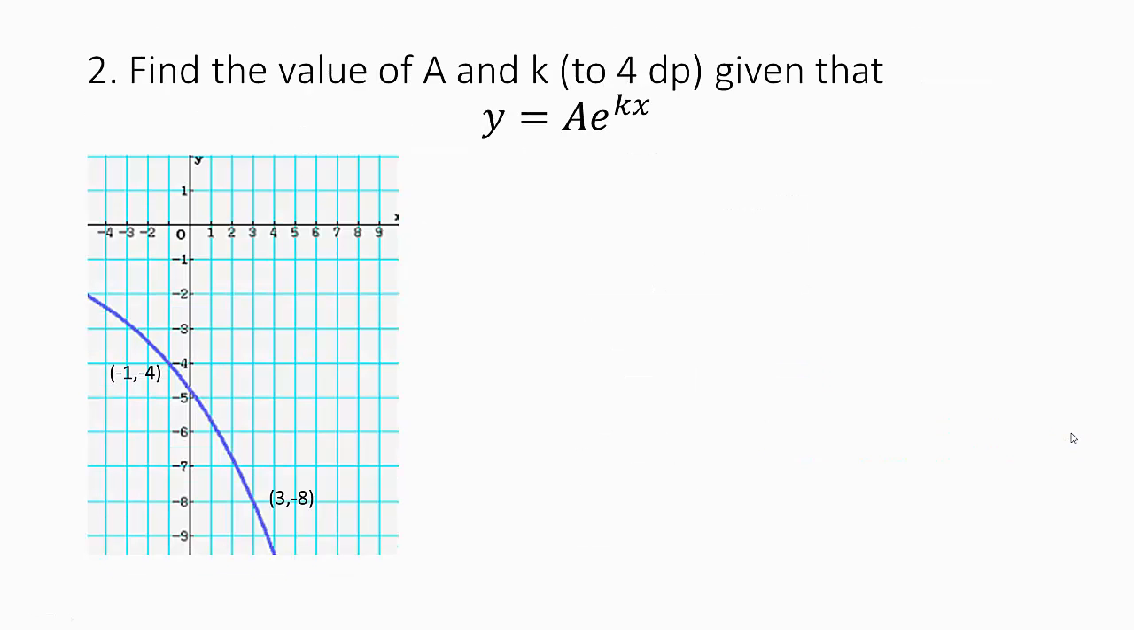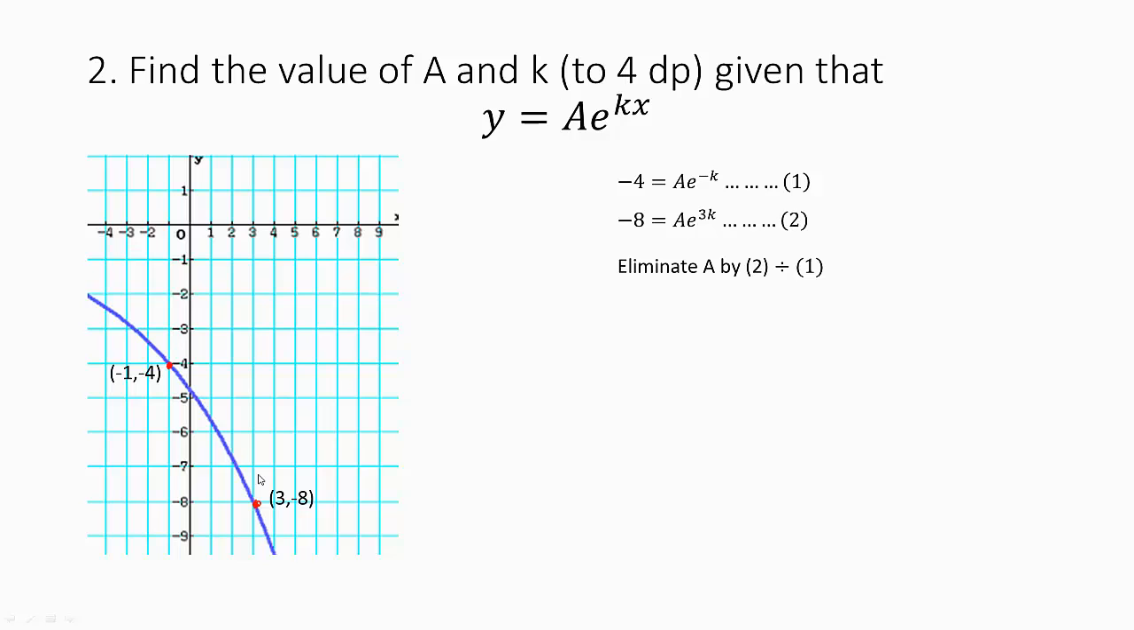This one says find the value of a and k, again to 4 decimal places, given that y equals a e to the kx. Notice k is in the power, in the index this time. You look at the graph here, again they've given us 2 points. Here's the point when x is minus 1, y is minus 4. Here's the point when x is 3, y is minus 8. So substitute those values in.